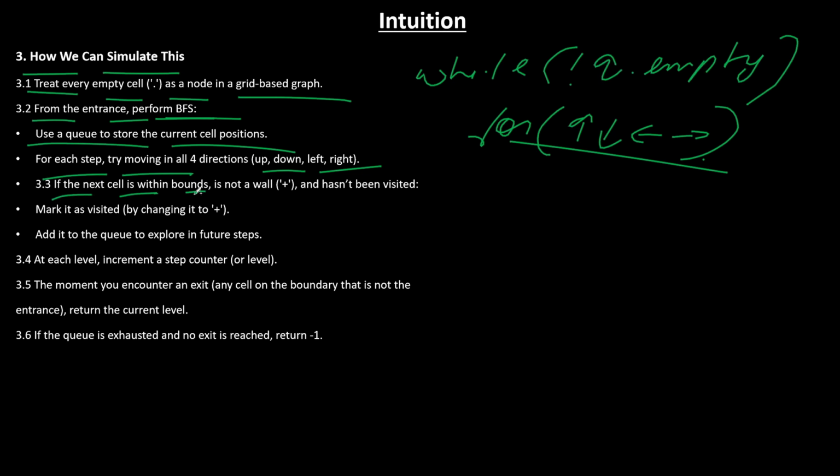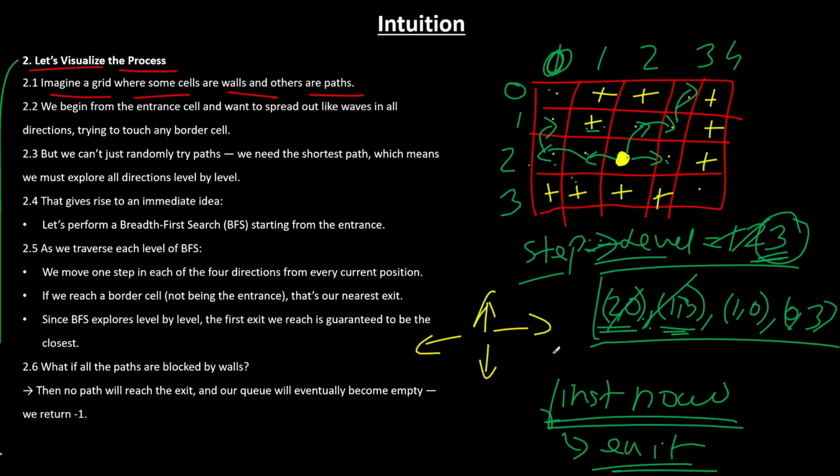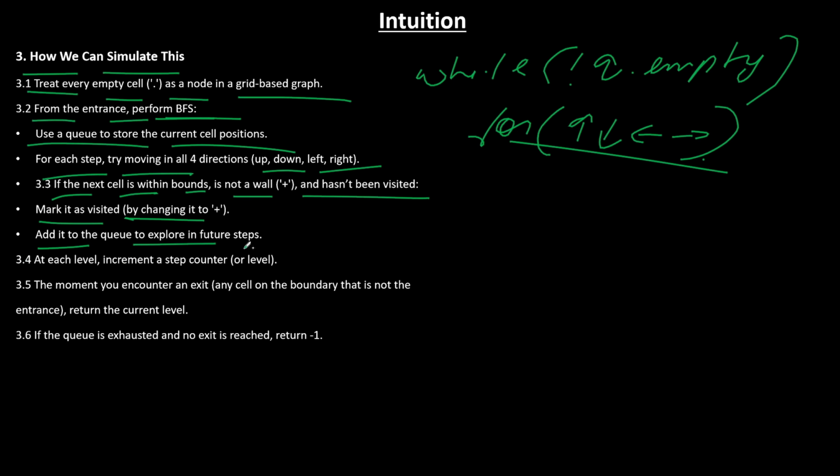If the next cell is within bounds and it is not a wall and hasn't been visited, we will mark it as visited and change it to plus. Makes sense because suppose instead of using a visited array or list, you could just convert this to a plus, right? So you won't be able to visit this particular part of the grid again. Add to the queue and explore the future steps. Fine. At each level, we increment a step counter or the level, which we already got explained previously.